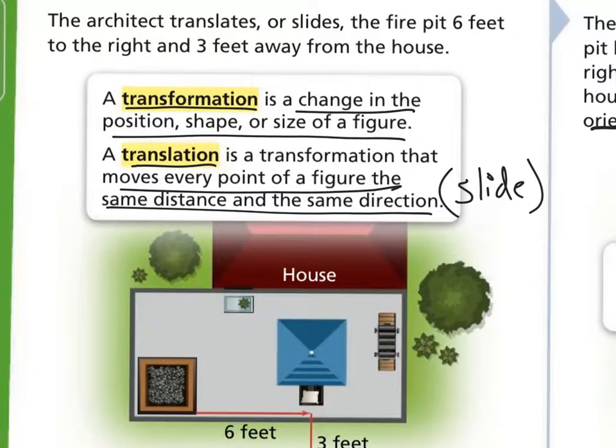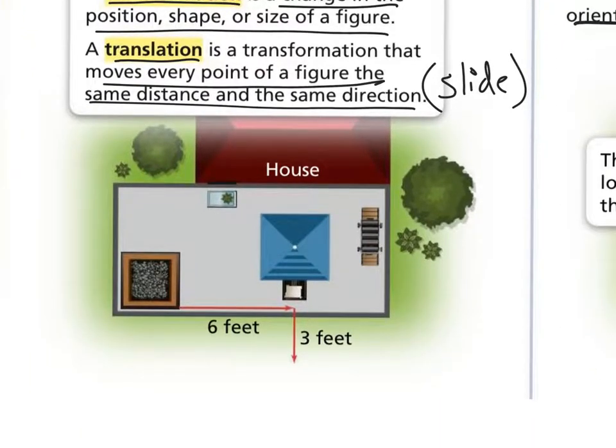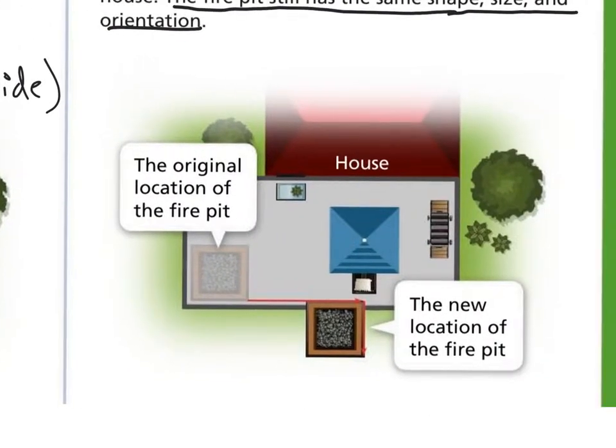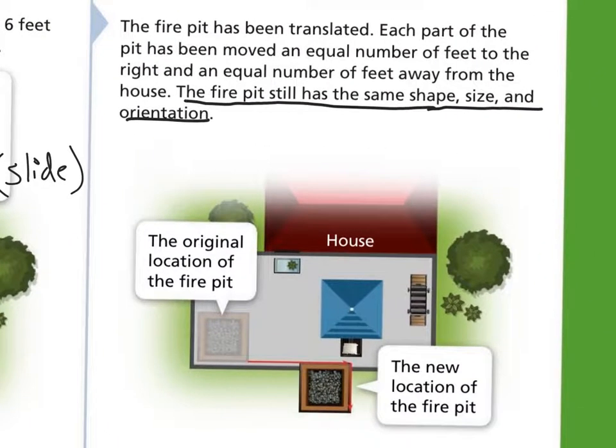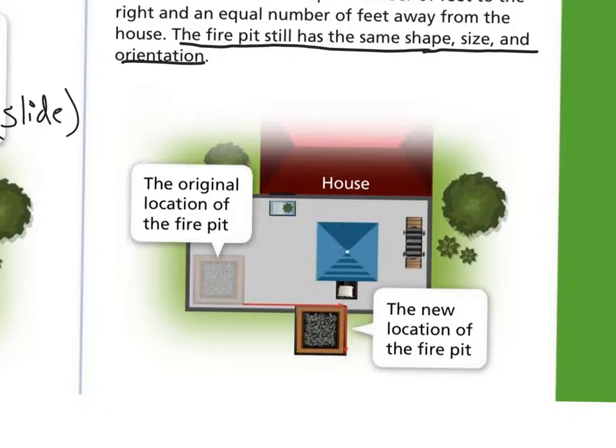So if you think about this, if we take this fire pit and we slide it to the right 6 feet and down 3 feet, you can see where the fire pit was, where it is now. You'll notice if we're just sliding this, the fire pit's still going to have the same shape, size, and orientation. So it's still exactly the same shape and size. We're not flipping it, turning it, anything like that. We're just sliding it.